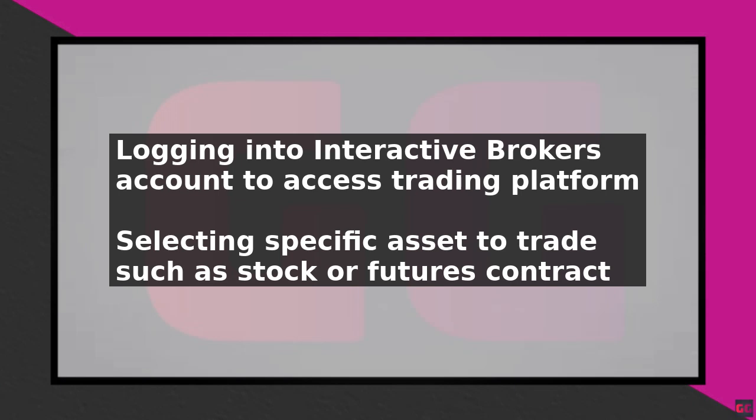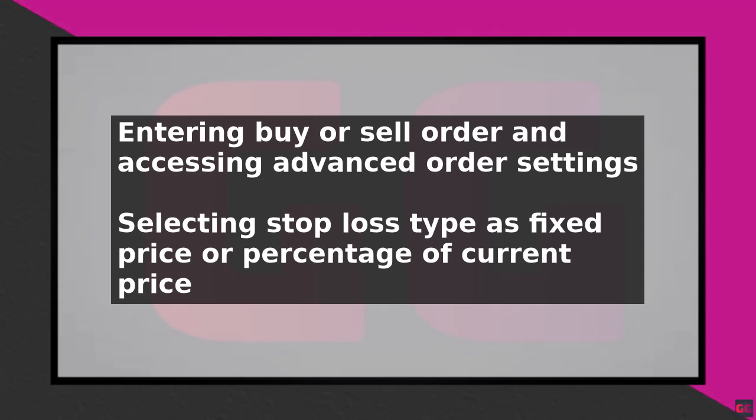Instead, click on the Advanced Order Settings, which is usually represented by a gear icon or an Advanced Order button. In the Advanced Order Settings, look for the Stop Loss section and select the stop loss type, which can be a fixed price or a percentage of the current price. If you choose a fixed price, enter the specific price at which you want to stop the loss. If you choose a percentage, enter the percentage amount, and the platform will automatically calculate the stop loss price.